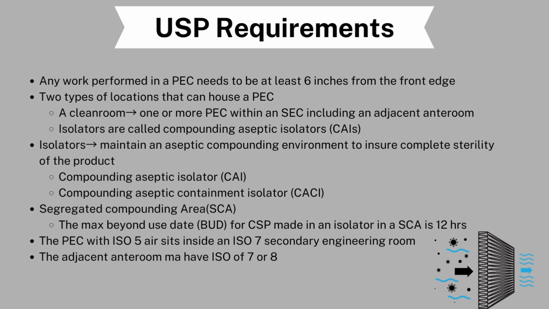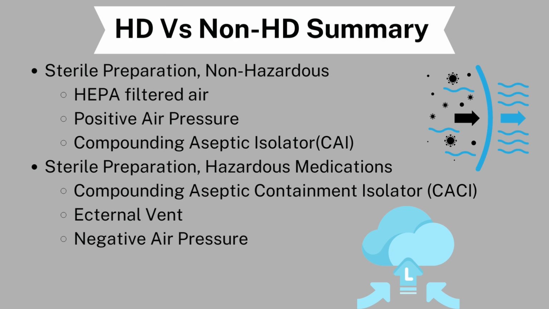Depending on the location, the PEC is ISO 5, while the SEC is typically a 7 or an 8. To summarize a little bit, when we have sterile preparations that are non-hazardous, we could use a HEPA filter. We're going to need positive air pressure, and we're going to be using a compounding aseptic isolator.